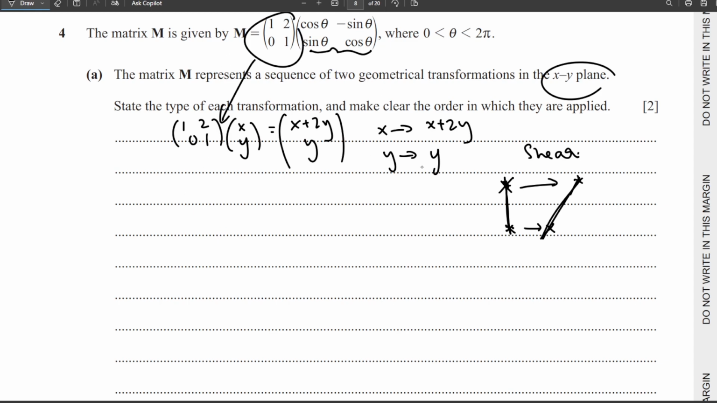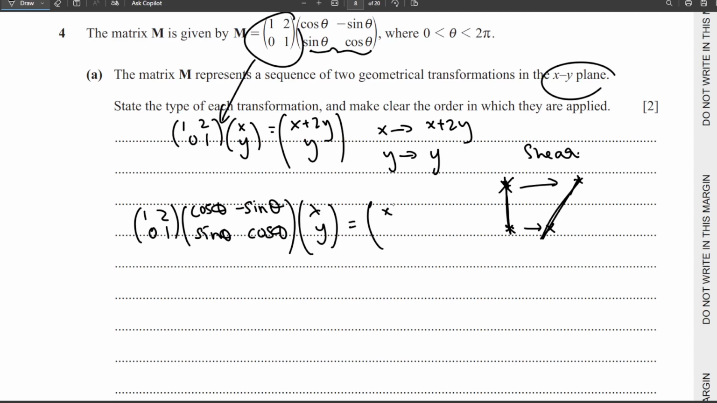So okay, you have a rotation and you have a shear, but how do you make sure which order they are applied? If you want to do the matrix multiplication, you have to do it like that because of the order of the matrices. So the xy will become here, and then we have the x prime y prime, that's the coordinate after the transform.